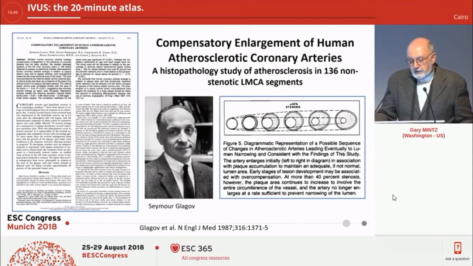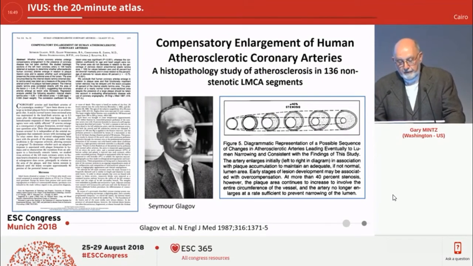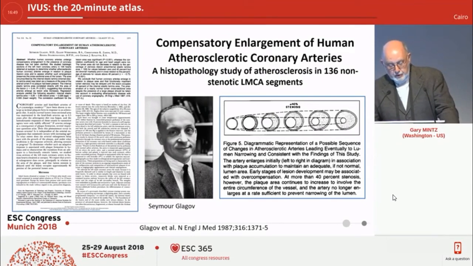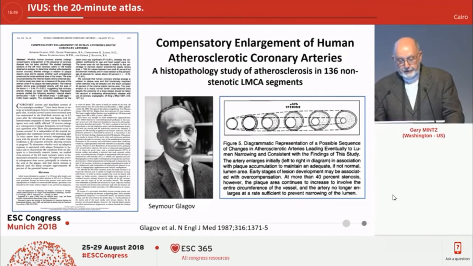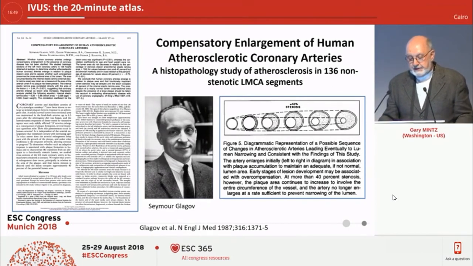Now, the field of coronary artery disease was fundamentally changed when the pathologist Seymour Glagov published his paper in the New England Journal of Medicine about 30 years ago. And he showed that as atherosclerosis is deposited, as plaque is deposited, the vessel grows to accommodate the plaque, and he called this remodeling.